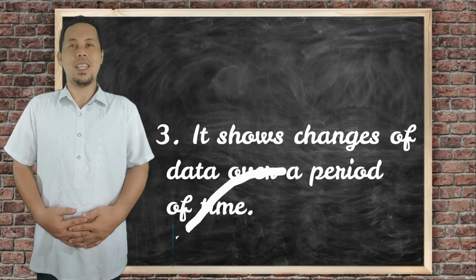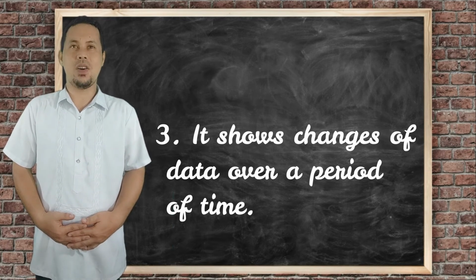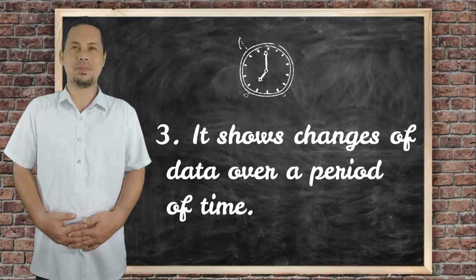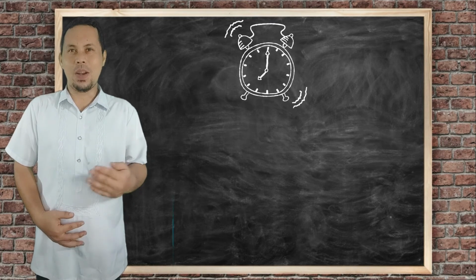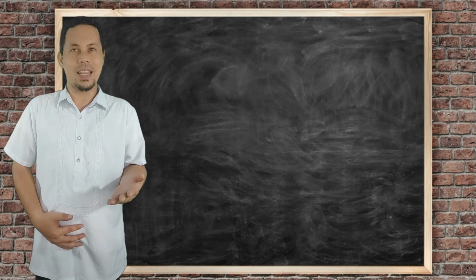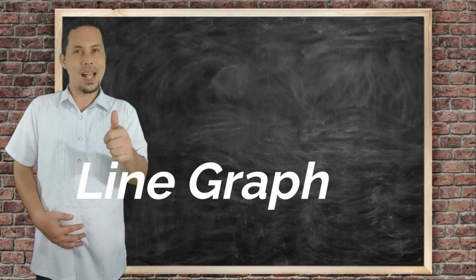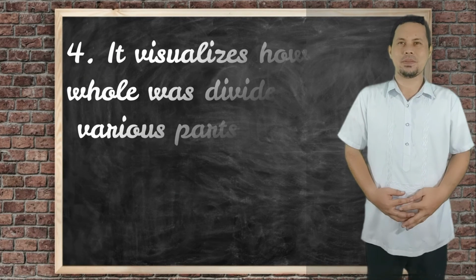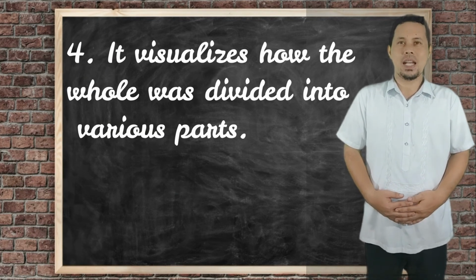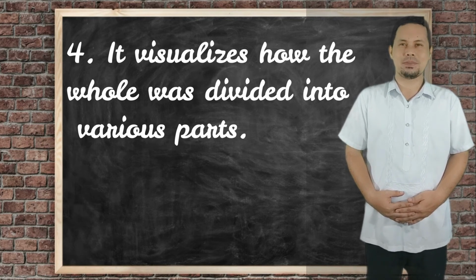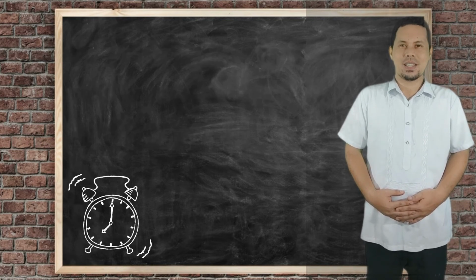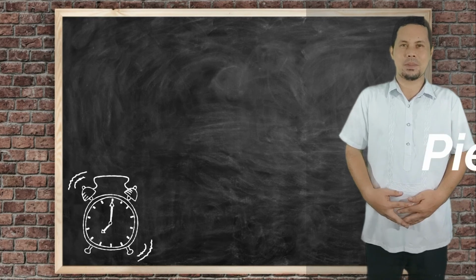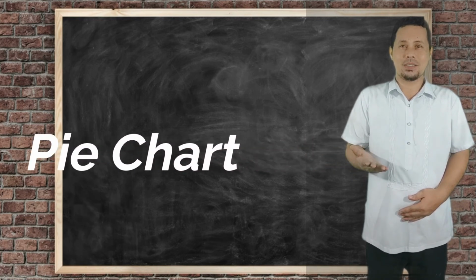Another, it shows changes of data over a period of time. If your answer is line graph, that's right. The fourth one, it visualizes how the whole was divided into various parts. And the correct answer is pie chart.